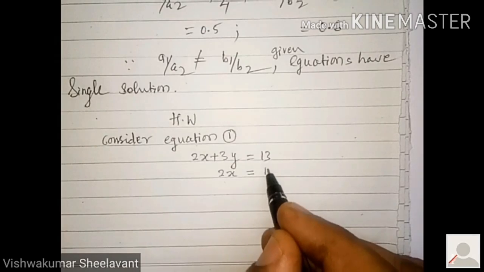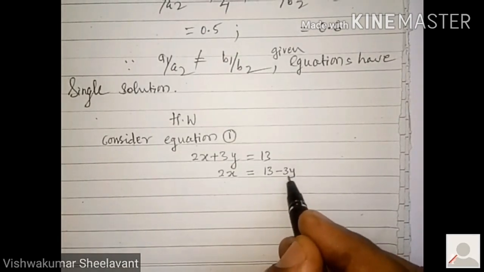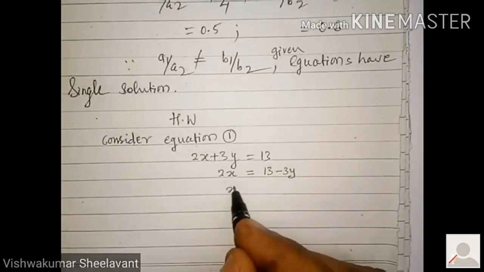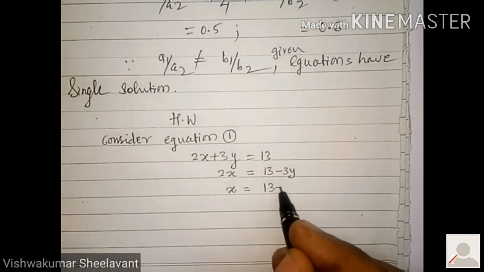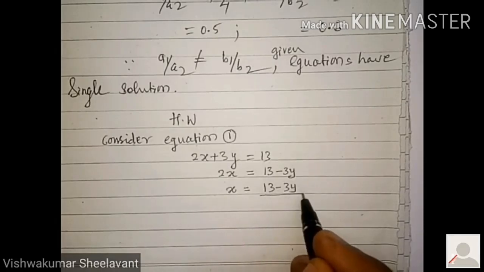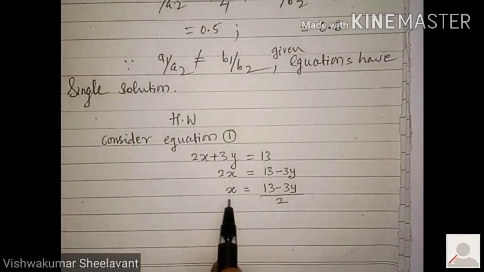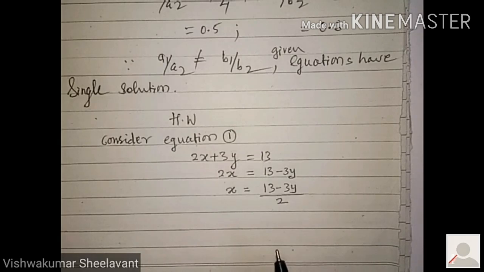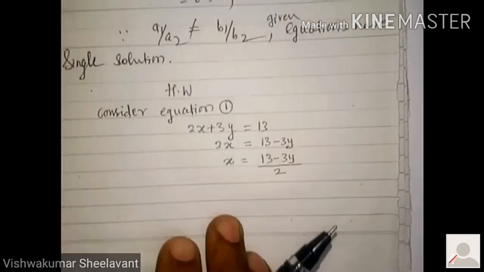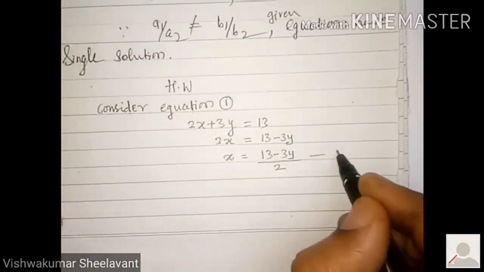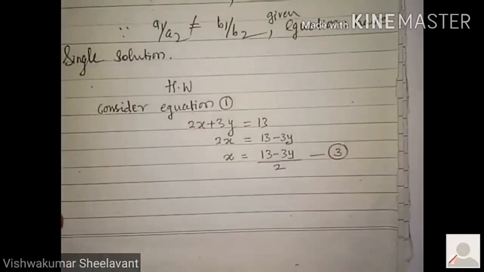2x equal to 13 minus 3y, x equal to 13 minus 3y upon 2. In the last two problems we simplified for y. Today I am simplifying for x. Any variable you can substitute in one equation from the other equation. Let us call this equation 3.